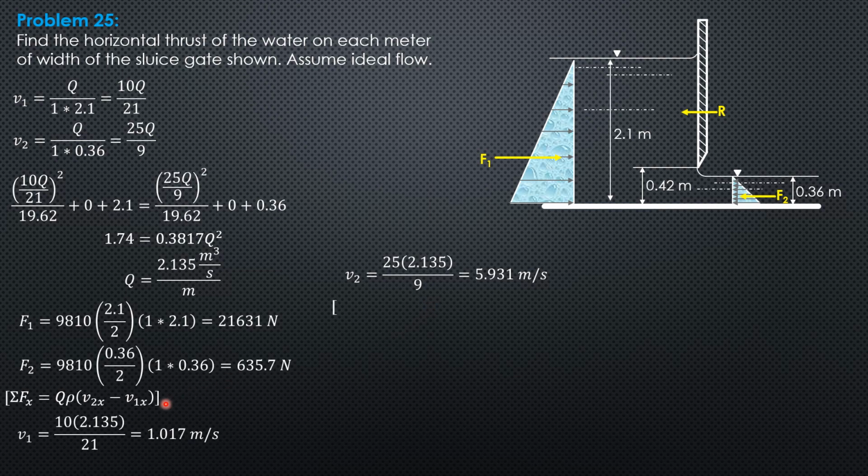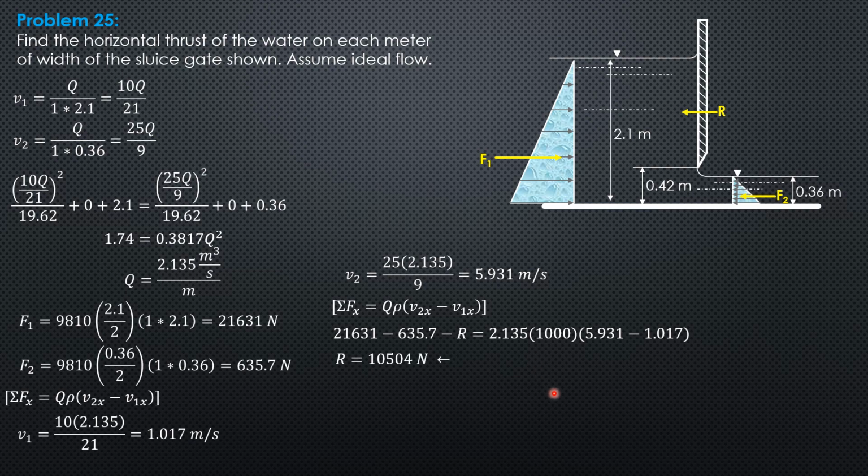Then substitute here F1 to get 21,631 minus F2 minus R equals Q, density 1000, times (V2X 5.931 minus V1X 1.017). So R equals 10,504 newtons, directed to the left as shown. But the horizontal thrust of the water on each meter of width of the sluice gate is equal in magnitude but opposite to this value. So it is rightward, 10,504 newtons rightward.